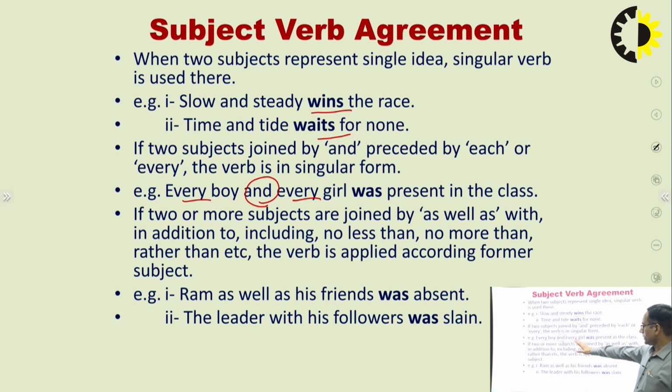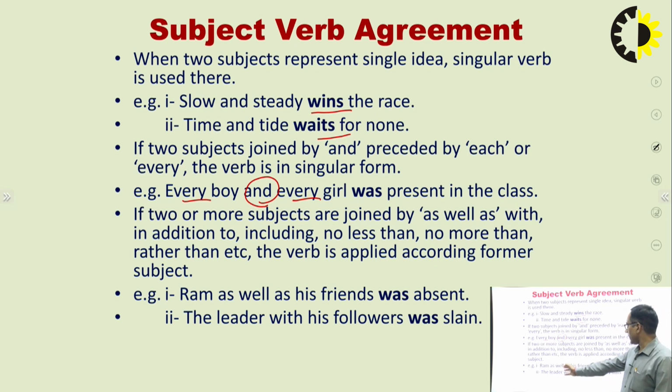Yes. Now this is a very important rule. If two or more subjects are joined by as well as, with, in addition to, including, no less than, no more than, rather than, etc., the verb is applied according to the former subject. Whenever we add two subjects by using these words, we use the verb according to the first subject, the former subject. The later part of the subject does not have any impact, right?